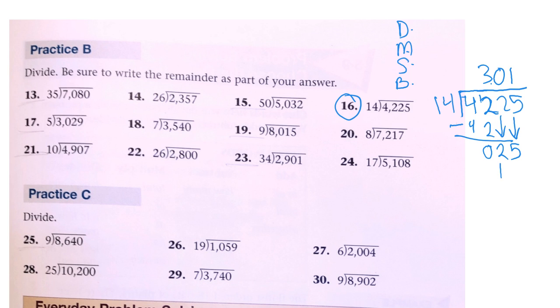1 times 14 is 14, because 1 times any number is the same number. And then when we subtract, we get 11. Is 11 less than 14? Yes. So we're done, but there's a remainder. So the answer is 301, remainder 11. So that's how we can work with our division and remainders when we have to include a 0 in the quotient.